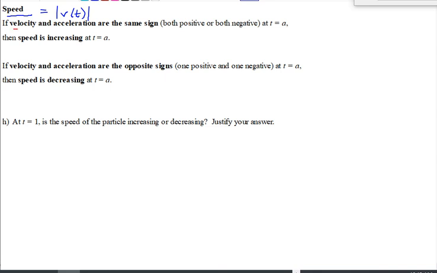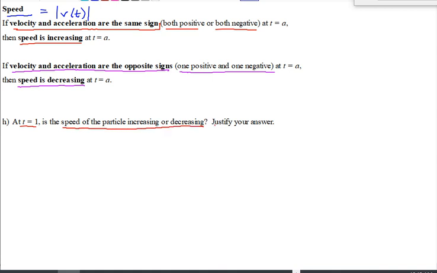So if the velocity and acceleration are the same sign, either both positive or both negative, that tells you speed's increasing. They're working in the same direction. However, if velocity and acceleration are opposite signs, if one's positive and one's negative, then they're working against each other, and that's going to cause the speed to decrease. So it says at t equals 1, is the speed of the particle increasing or decreasing? And then justify your answer. So we just need to find both the velocity and acceleration at time 1.